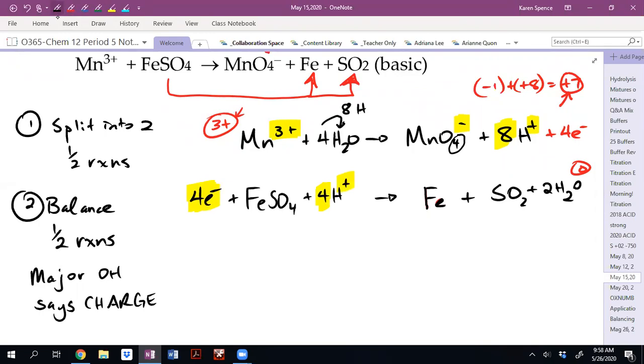You'll have different examples where the electrons in will not equal the electrons out. Did I do something wrong? Is it possible? I don't know. Okay, well, that's all right.